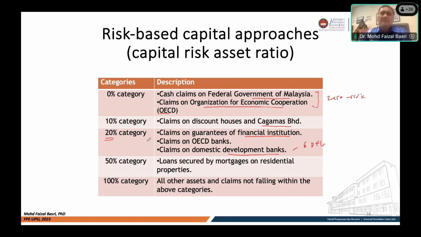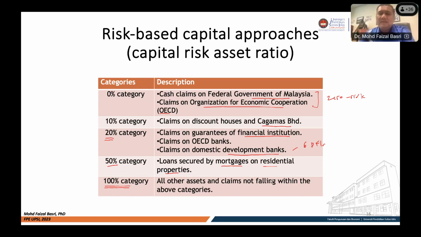Okay, but moving on to the fourth one, the category dia naik to 50%. If they have assets in terms of loans secured by mortgages and residential property. So kalau the bank give out loans, okay, for property purchases by the customer, dia masuk dalam 50% category. And any other than the 4 yang kita discuss tadi akan masuk dalam kategori 100% lah. So 100% ni is the high risk punya capital assets purchases lah.